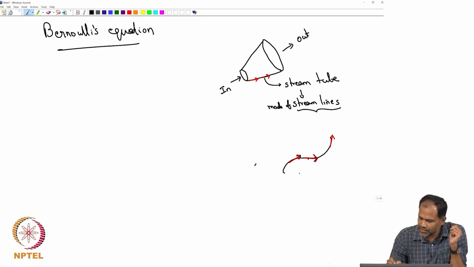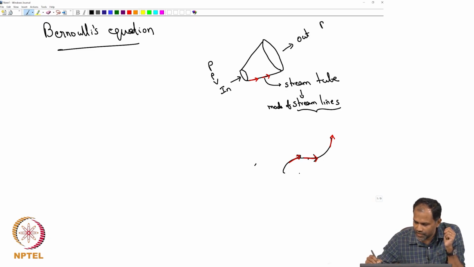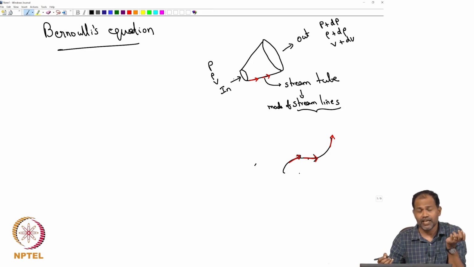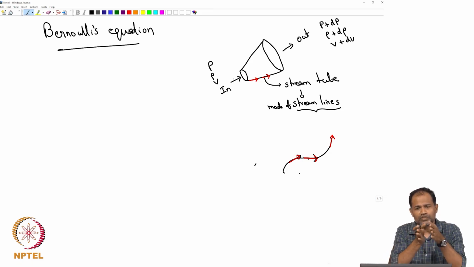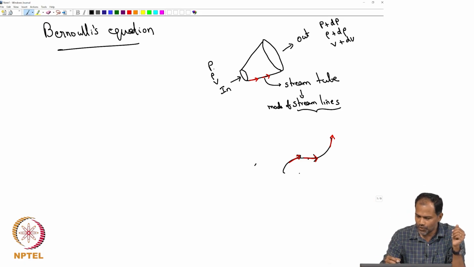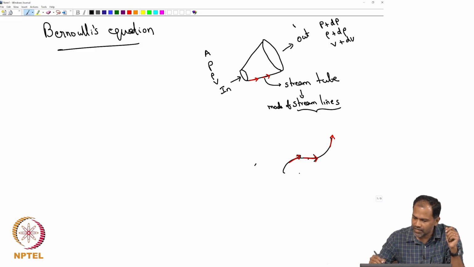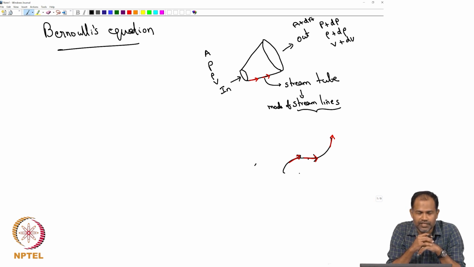Let us say this side the pressure is P, density is rho, velocity is V, and outside it is P plus dP is the pressure, rho plus d rho is the density, V plus dV is the velocity, and there is a change in area. So, there could be a change in area because fluid need not just go straight, fluid probably would be expanding and flowing like that, the fluid might be flowing like that. So, you have an inlet area, let us say A, and let us say the outlet area is A plus dA. So, this is the system under consideration.